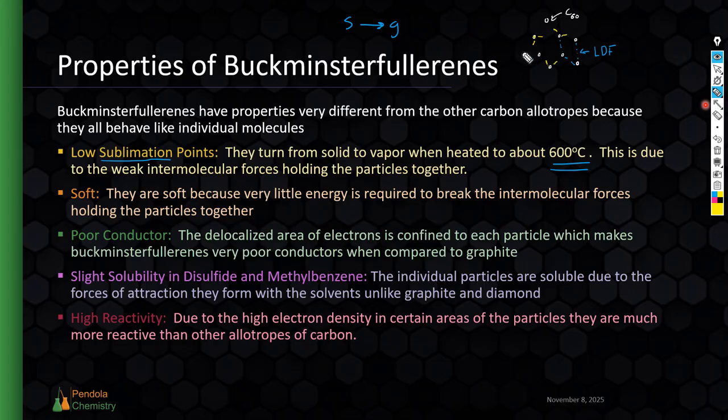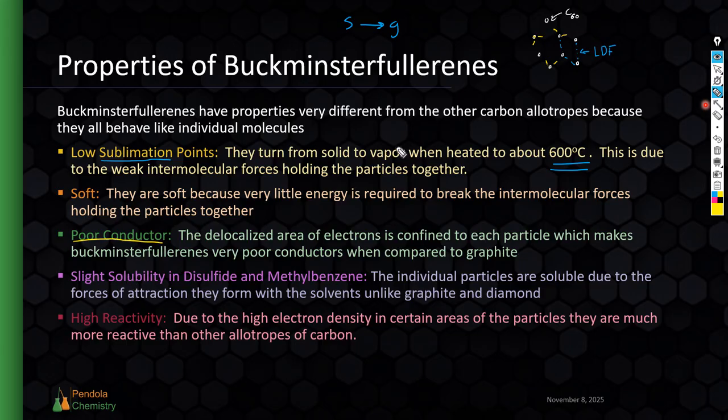So they can hold the electricity within themselves because of the localized area of electrons, but because they're so far apart and they behave like individual little particles, they cannot communicate the electricity from one little soccer ball to the next. So we say the Buckminsterfullerenes are poor conductors of electricity, even though they have the localized areas of electrons, because they're confined to each individual particle.